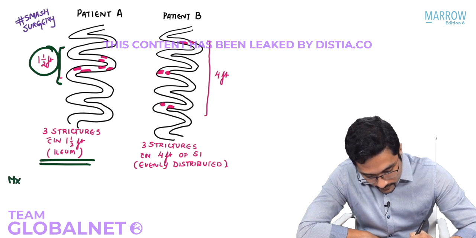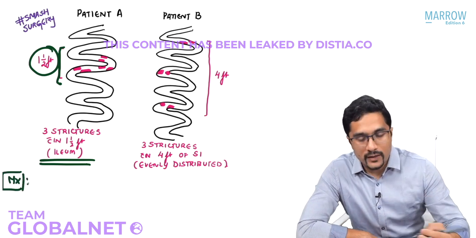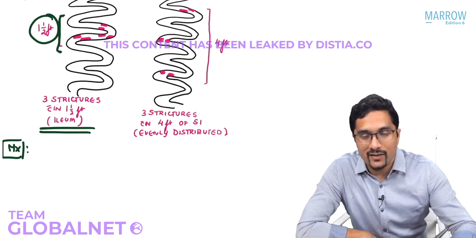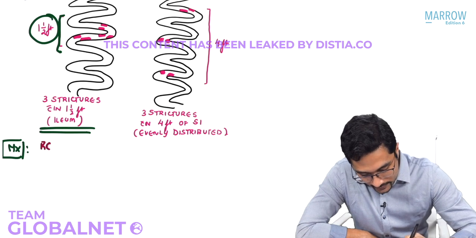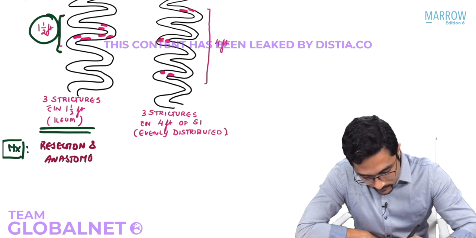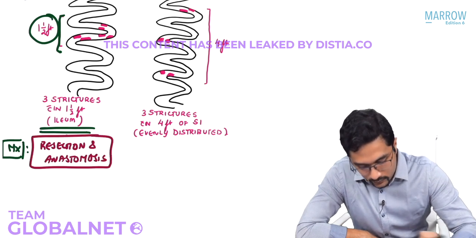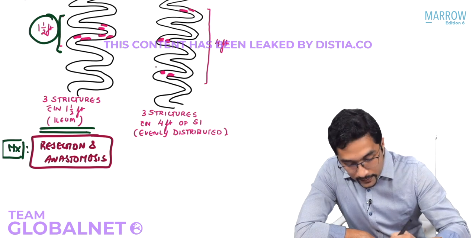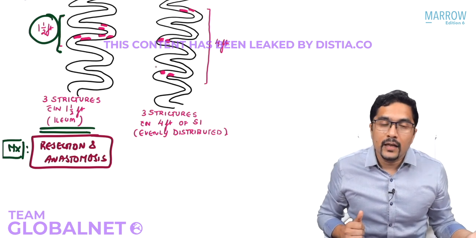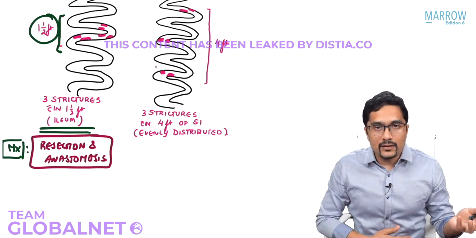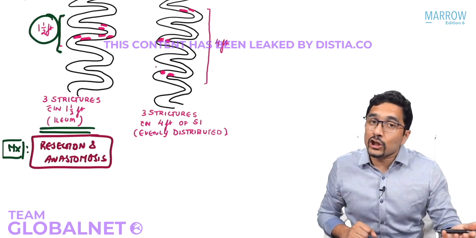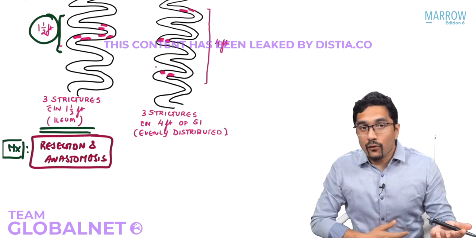Now what will be the difference in management between the two? Of course, both of them require surgery. The management for patient A, where the 3 strictures are within 1.5 feet, is resection and anastomosis, because I can easily resect 1.5 feet of bowel without any problem, we can carry out resection and anastomosis, right? But if the strictures are far apart, like you can get sometimes in a case of Crohn's, where you can have skip lesions as well. Now the problem is that if I resect 4 feet of bowel, the patient will land up with short bowel syndrome. So I can't resect 4 feet of bowel.